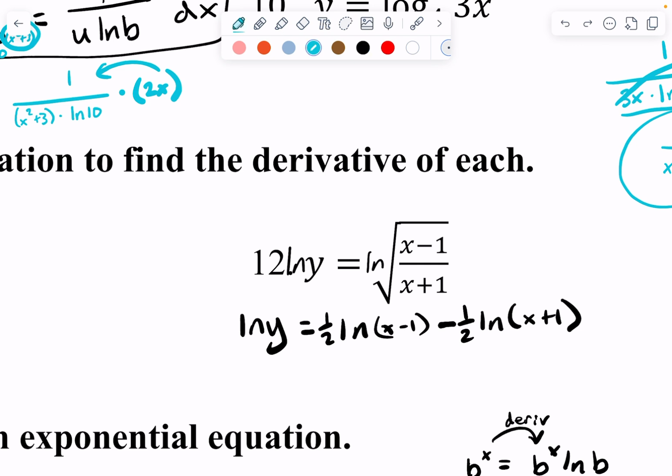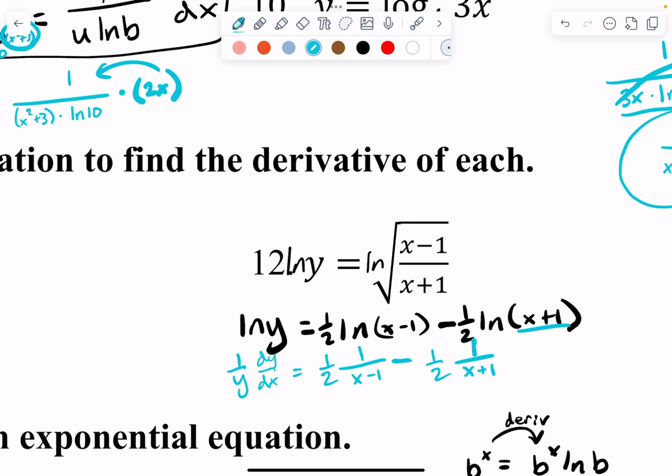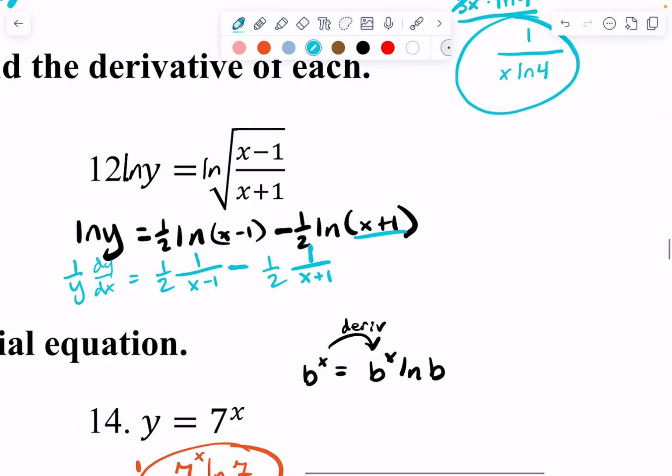And now I'm going to find my derivative stuff. So derivative of ln of y is 1 over y, dy dx, equals, this 1/2 is just chilling. Derivative of that is x minus 1 times the derivative of x minus 1, which is just 1. So I'm going to lump him on the top. And then I've got minus 1/2 just chilling again. Derivative of x plus 1 goes on the bottom. The derivative of x plus 1 is 1. That goes on the top.